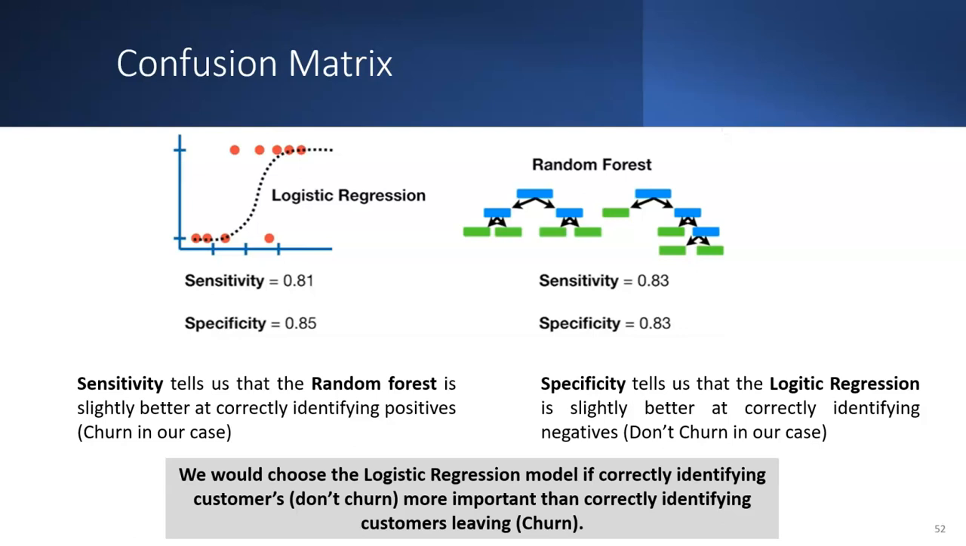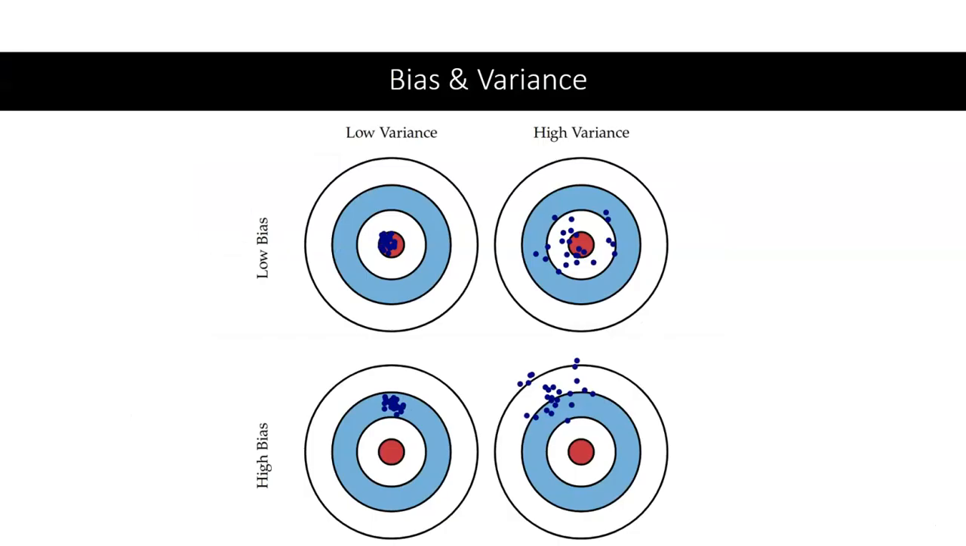So sensitivity tells us the random forest is slightly better at correctly identifying the positive churn in our case, while specificity tells us logistic regression is slightly better at correctness. So it depends on the values after calculations, and that helps you figure out which one is better for your data.